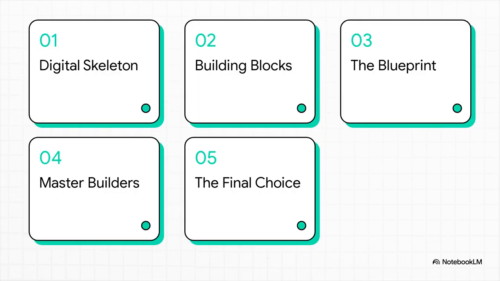All right, so here's our game plan for this explainer. We're going to start with why we need this digital skeleton in the first place. Then we'll meet the little building blocks that make it up. After that, we'll get into the art of creating the blueprint. We'll even meet the master builders, the software that does the work. And finally, we'll talk about the big choices an engineer has to make.